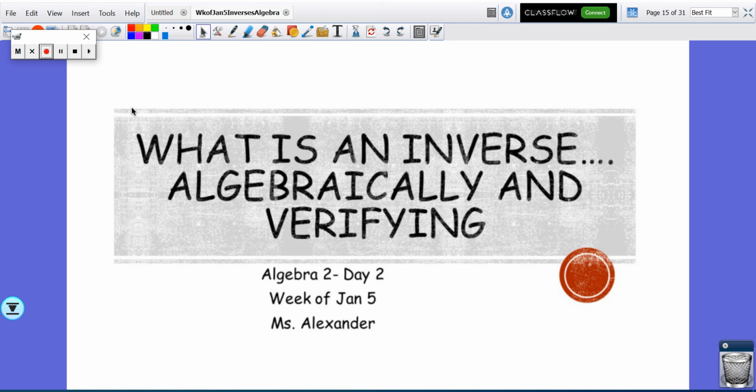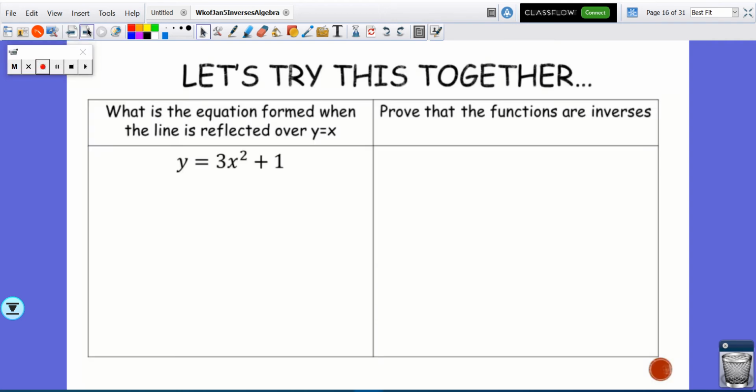Alright guys, so tonight you're going to continue to work on finding inverses algebraically. So let's go ahead and try this together. The question says, what is the equation form when the line is reflected over y equals x? If you reflect something over the line y equals x, what it means is that you're finding the inverse of the function. You're switching the x and y values and finding what the inverse function would be.